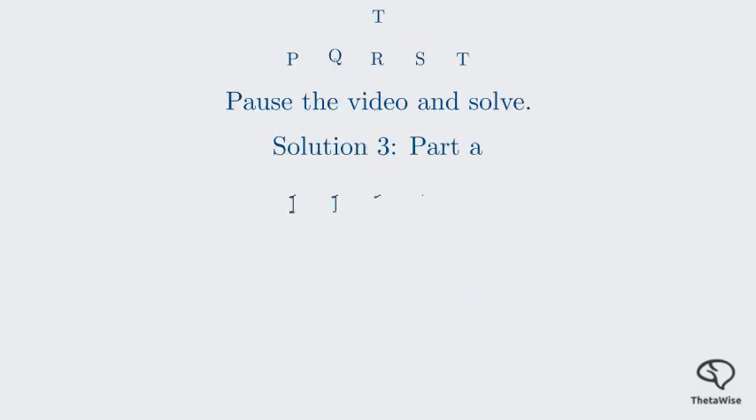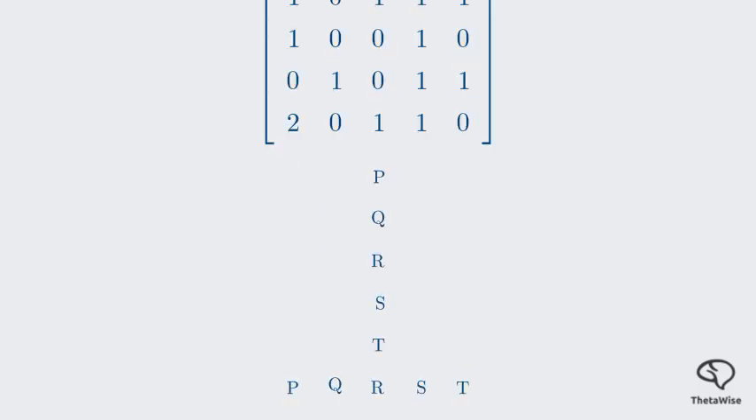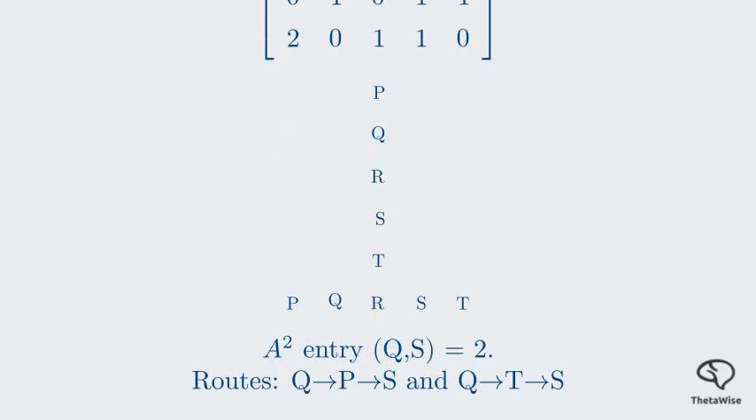To find two-step routes, we need A squared. This matrix contains the number of all two-step routes. The entry in row Q and column S of A squared is 2. Therefore, there are two two-step routes from Q to S. These routes are QPS and QTS.